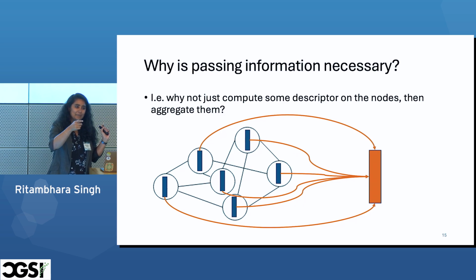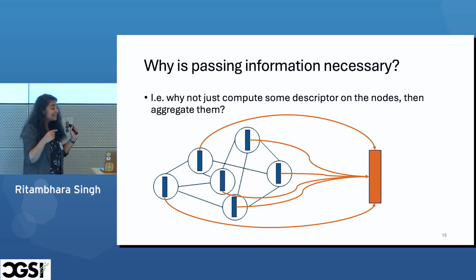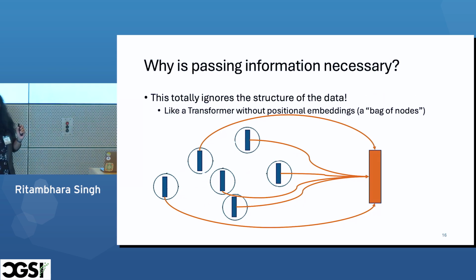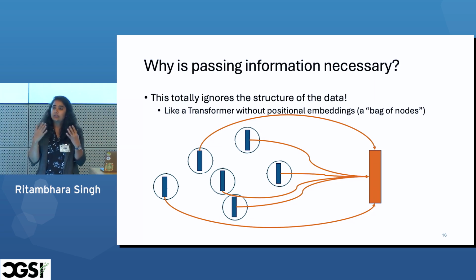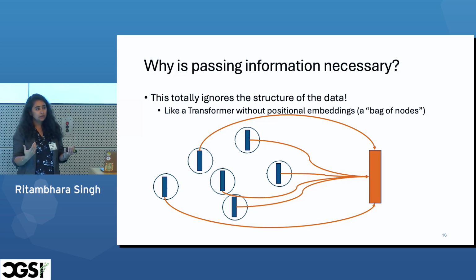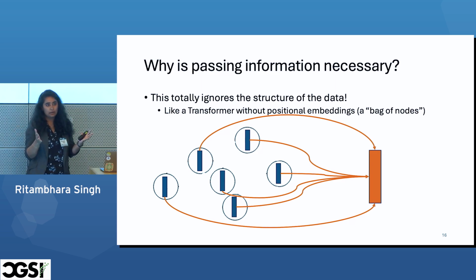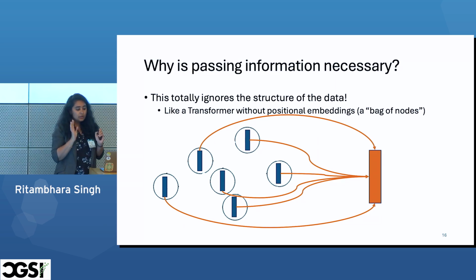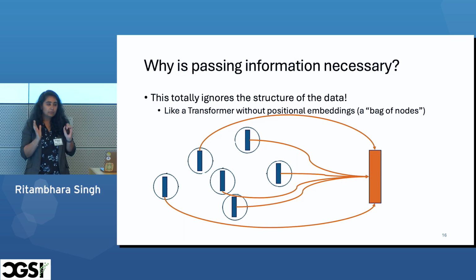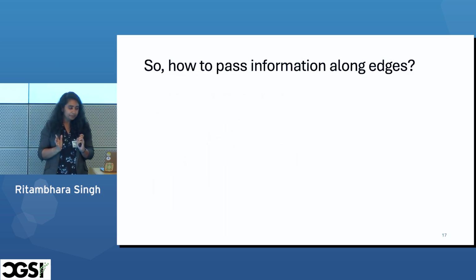You're not capturing any relationships. Exactly. I'm not capturing any relationships between my entities. So if you can imagine in transformers, if you remove positional encodings, then you are just feeding the transformer a bag of words. So it completely doesn't know what relationship exists between the words. And that's the same problem here. We are completely ignoring the relationships that exist between the nodes. So this strategy may work, but it's not a very good strategy.